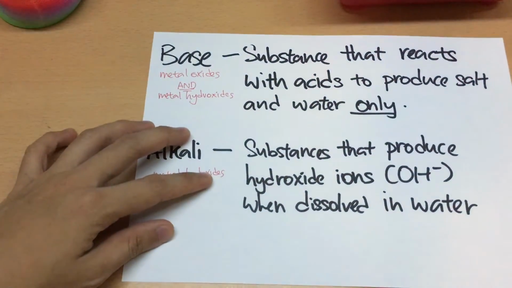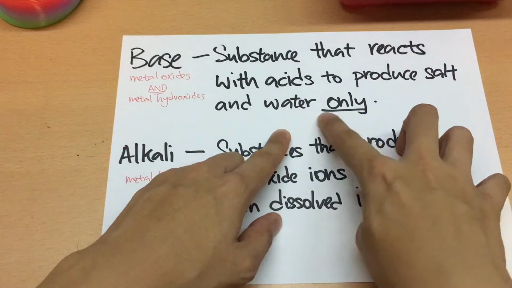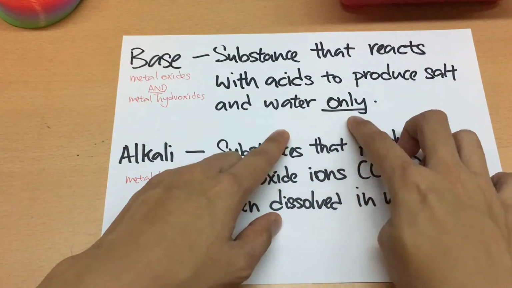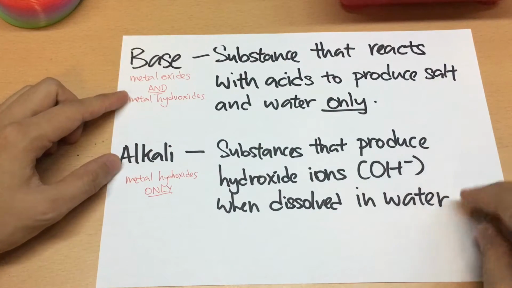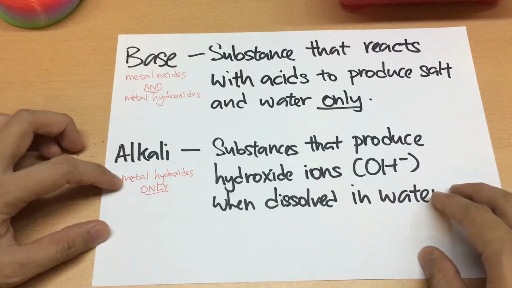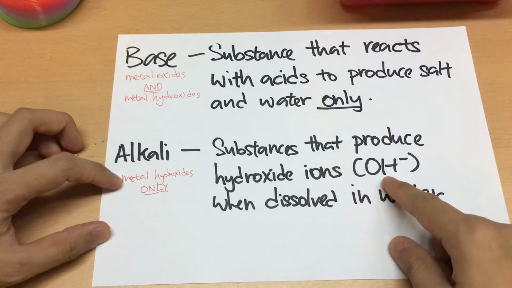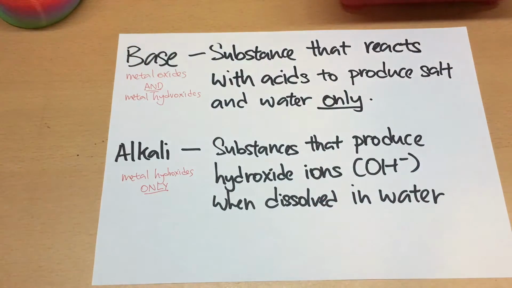The definition of a base is a substance that reacts with acids to produce salt and water only, with special emphasis on the word only. Alkalis, which are water-soluble bases, are substances that produce hydroxide ions, OH- ions, when dissolved in water.